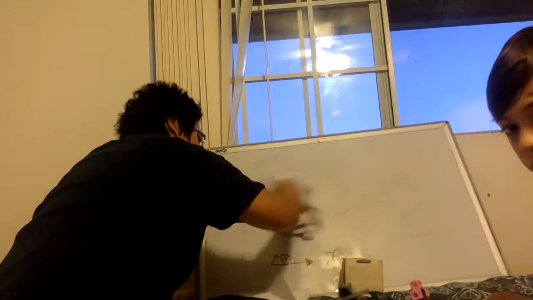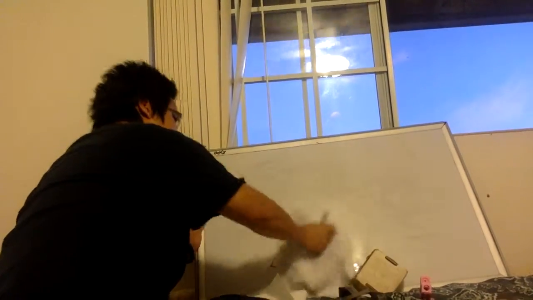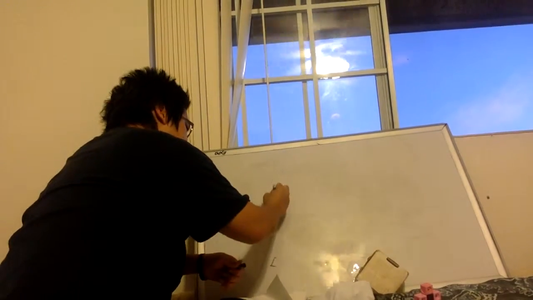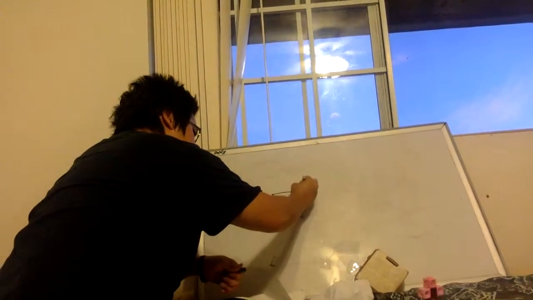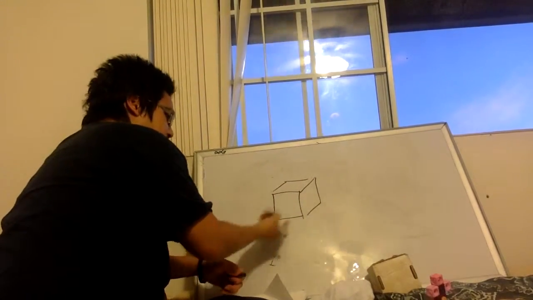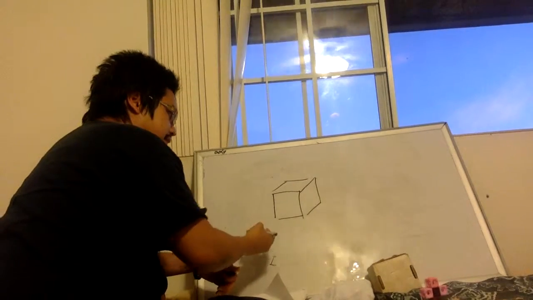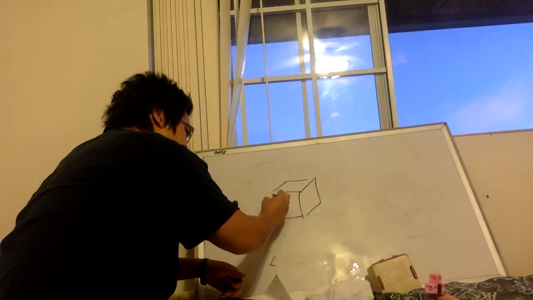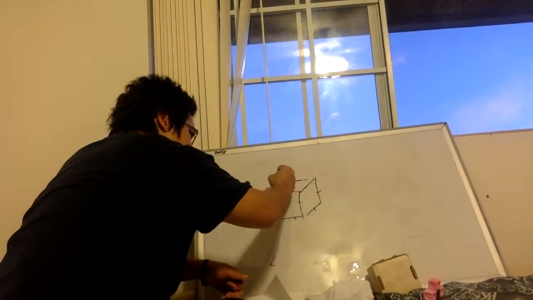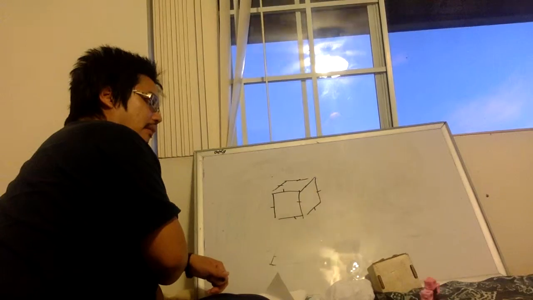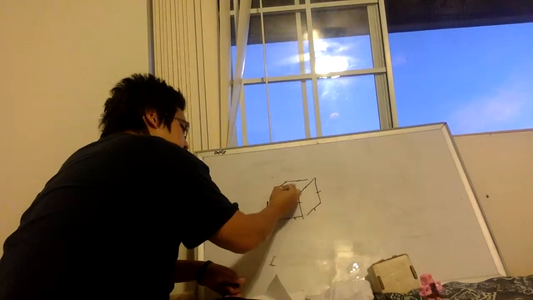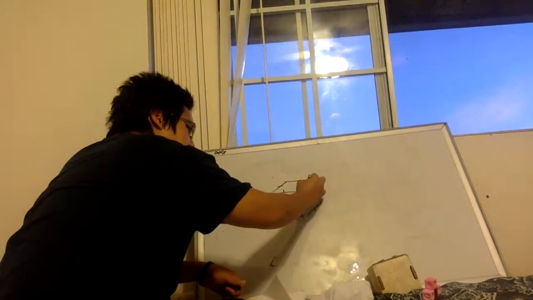When we're doing this stuff, watch what we're doing. I drew a cube. I told you that this is a cube, and I want to find the volume of this. Since it's a cube, I'll draw it like this. What does that mean? They're all equal. So this is length, this is also L, and this is L.